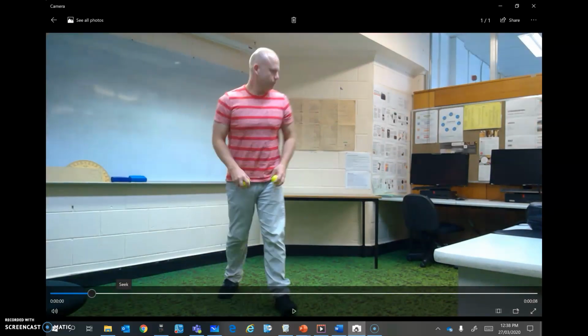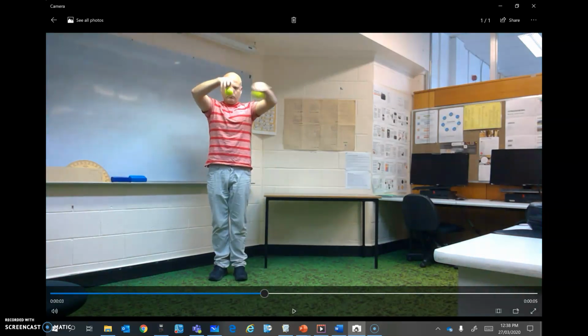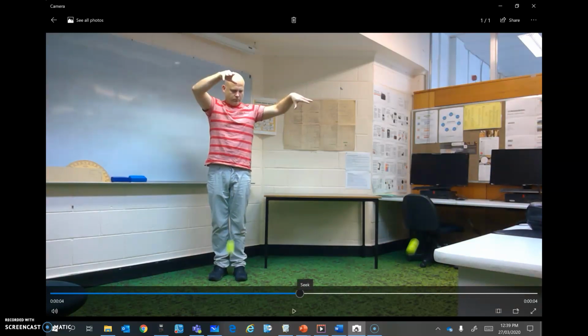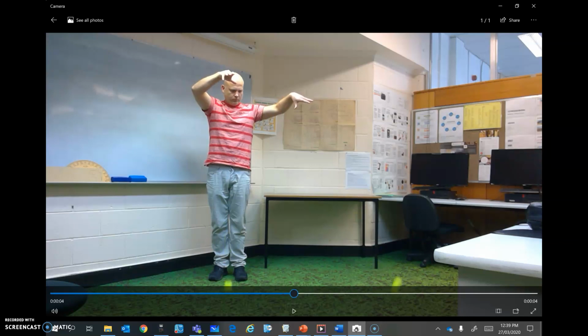So I am going to project. You can see I'm projecting one ball horizontally and dropping the other one at the same time. Which one hits the ground first? Pretty much at the same time. Let's have an action replay. Here they come. And they hit the ground pretty much at the same time.